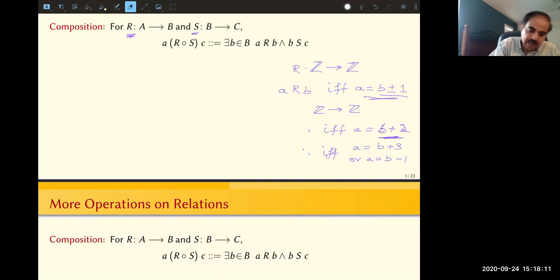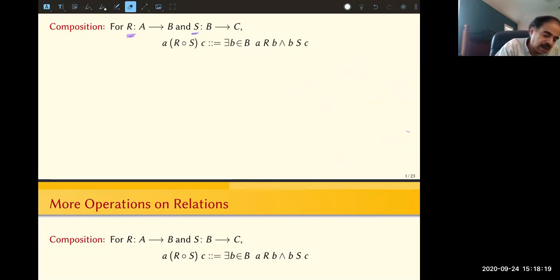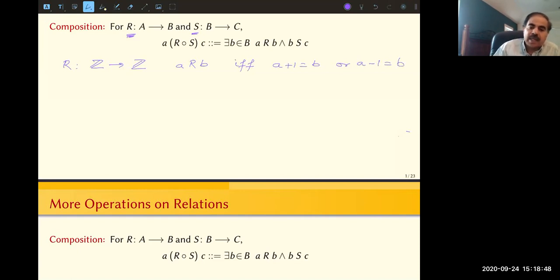Okay, so let me also define it. Let's start all over, with a clean slate. Let's say R from Z to Z. A R B if and only if A plus 1 equals B, or A minus 1 equals B.